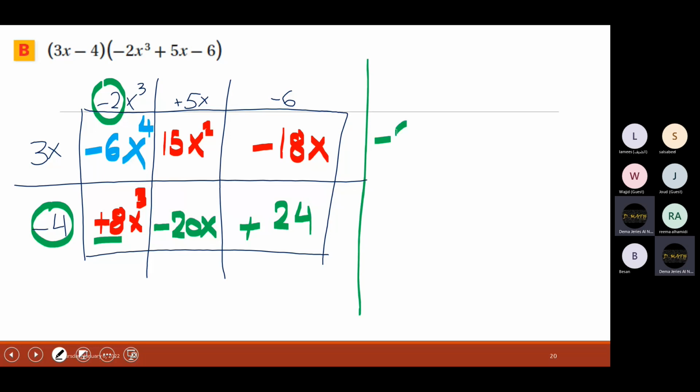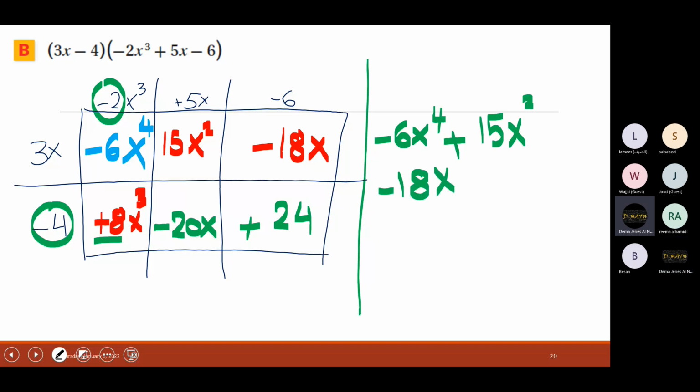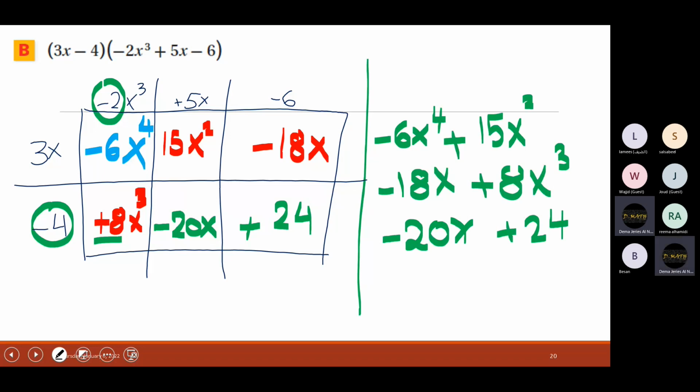So, negative 6x to the power of 4 plus 15x squared minus 18x plus 8x cubic minus 20x plus 24. Let's see now how we can combine them together. Let's start with negative 6x to the power of 4. Is there any term like x to the power of 4?